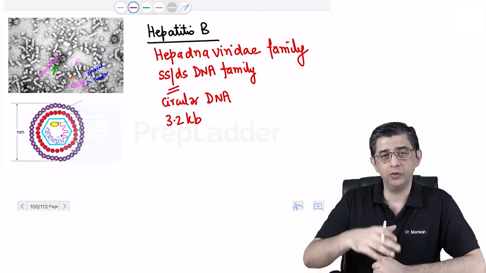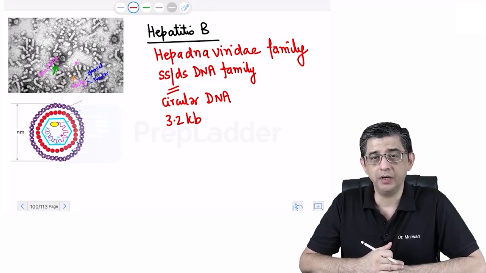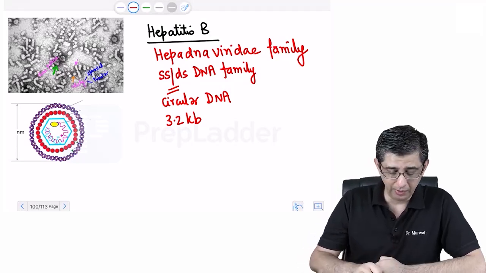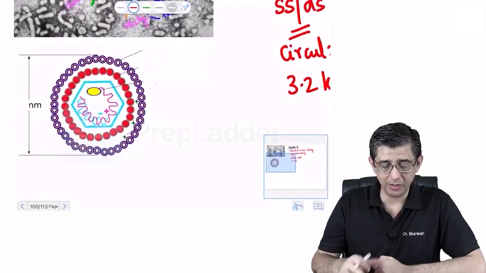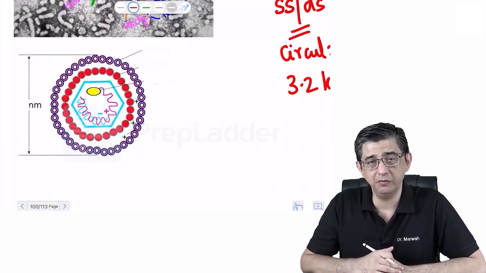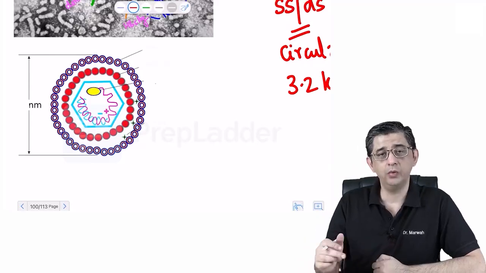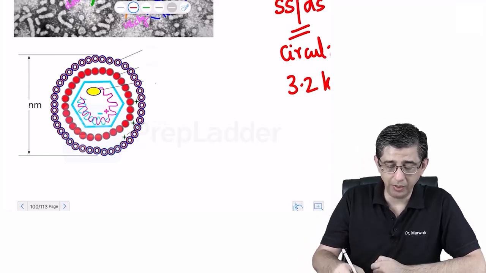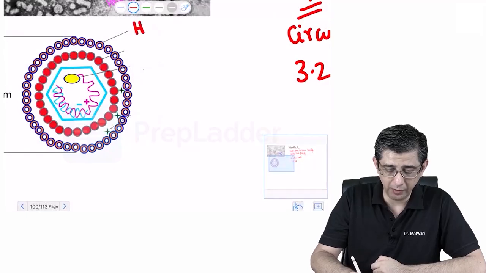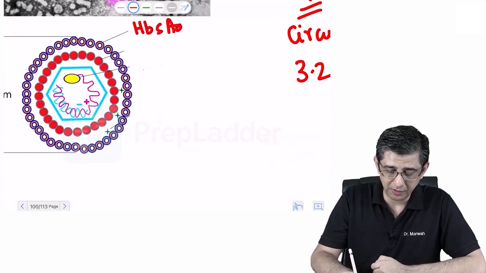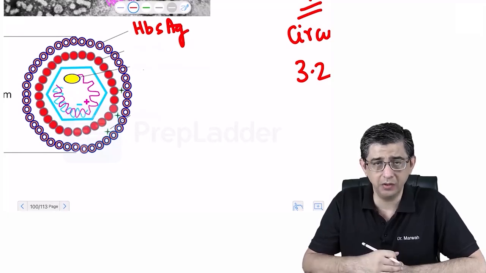In the exam they not only can expect you to interpret an electron microscopic image, but they can just give a line diagram or a schematic diagram of the hepatitis B virus and ask you to mark out the area. So what you're seeing in purple at the moment, this on the outside will be the hepatitis B surface antigen, which is the first antigen to appear in the blood.